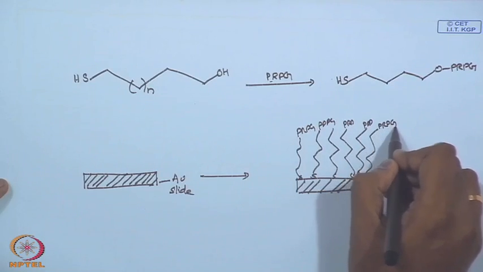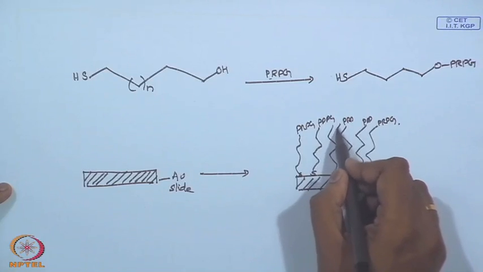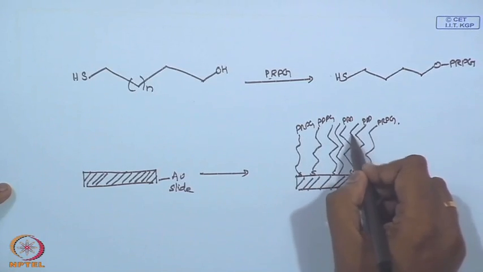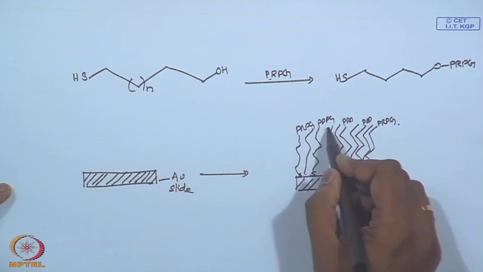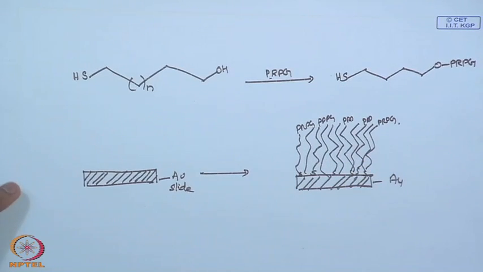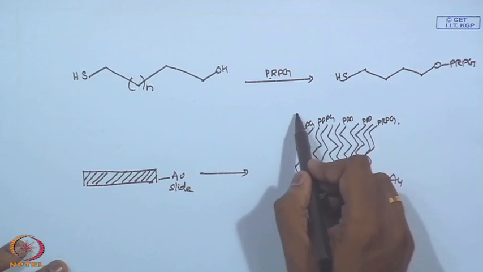This is all your photoremoval protecting group, and it will be spaced. All surfaces will be like this. They will be highly packed ones. You get a surface like this. Okay, now what do you do?